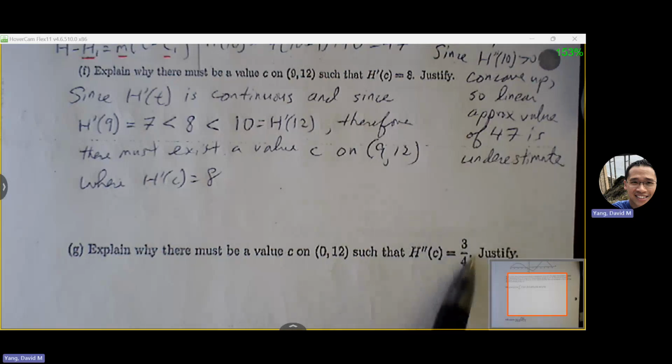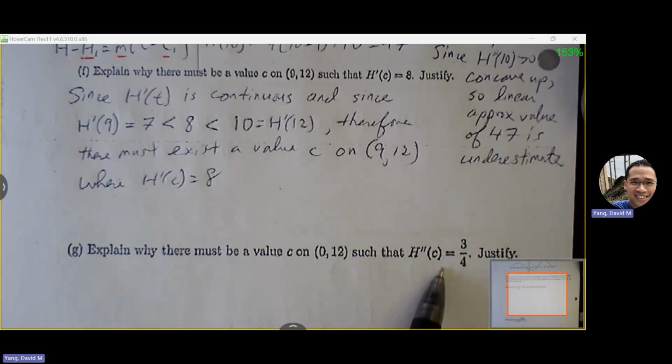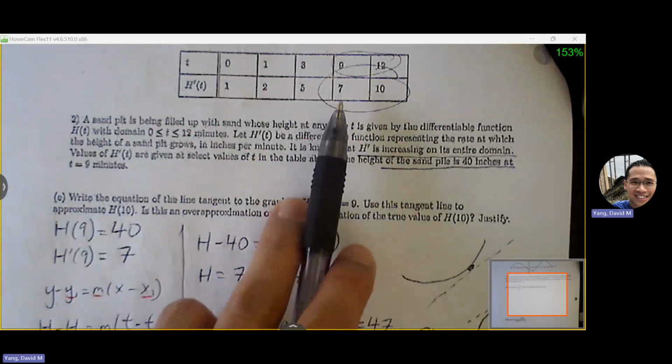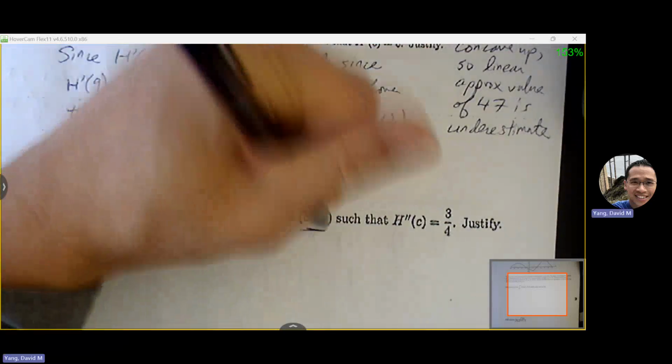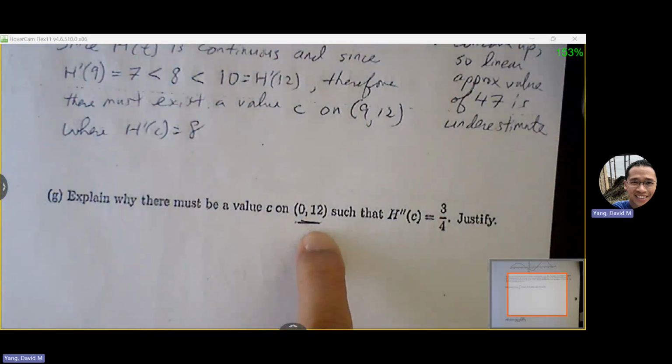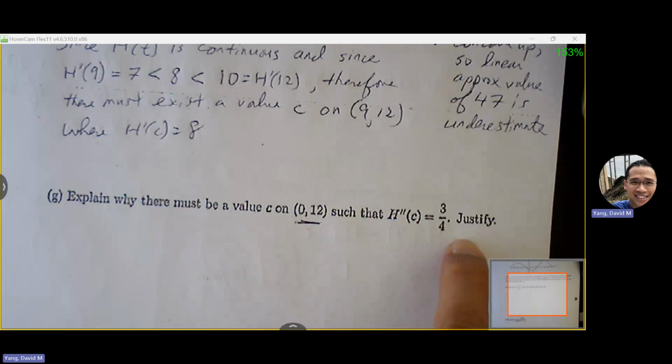So mean value theorem is a little bit harder to visualize because we don't see those numbers in front of us. We just have to trust that the slope is going to show up. So if I can show that the slope between these two endpoints is 3/4, then there must be a place where the slope is going to be exactly 3/4 somewhere along that H prime graph.